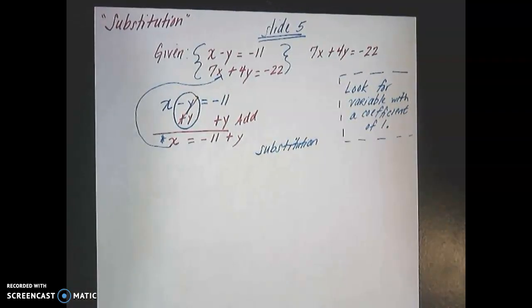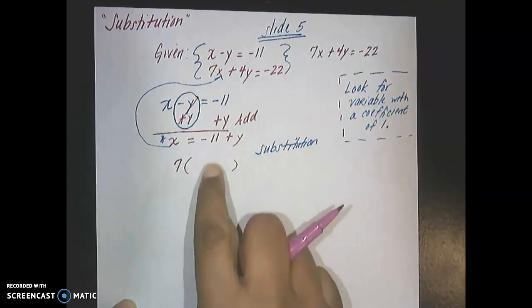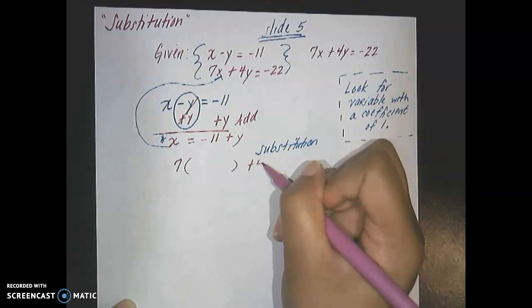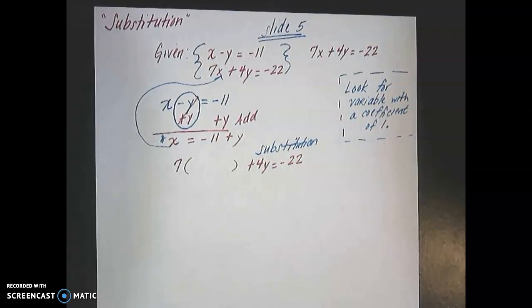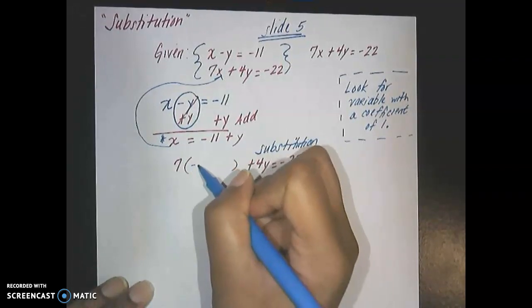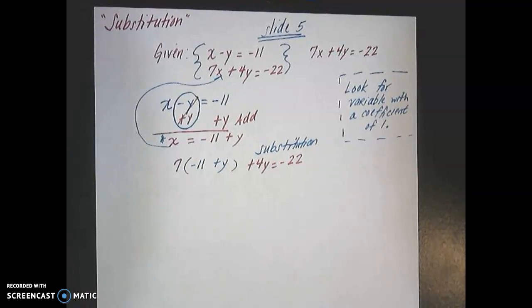This is where I am going to do my substitution. Give me just a second to write that down. I'm going to use 7x, but in the place of x, I'm going to use this expression, plus 4y equals negative 22. So here's what that's going to look like. In the place of x, I'm going to write negative 11 plus y. Now that's my substitution. So now all I want you to do is solve this for y. Everything we're doing now is just to solve for y.